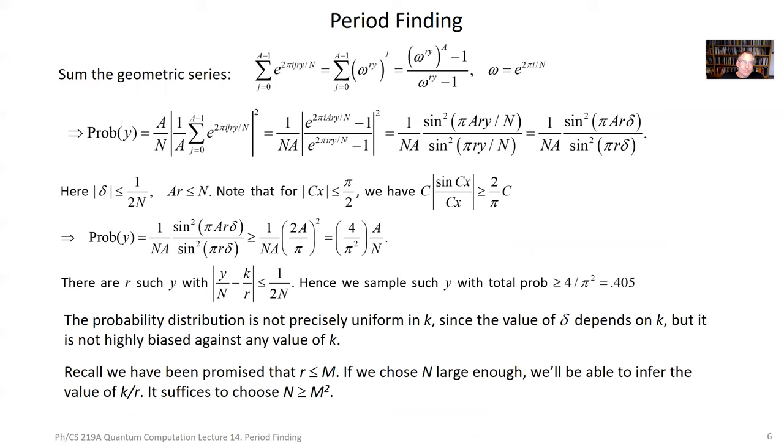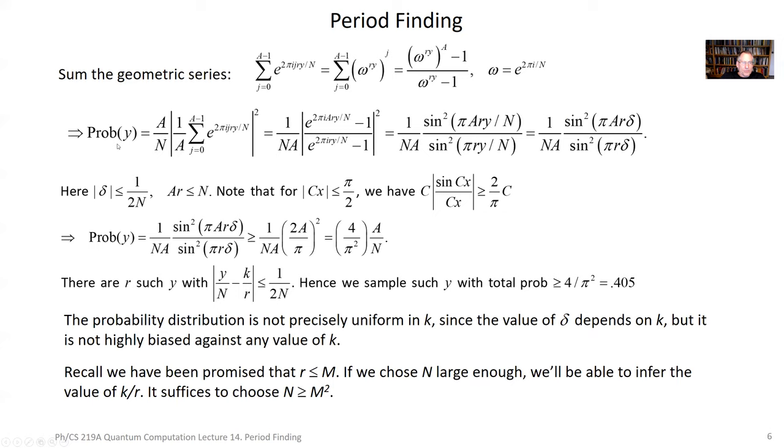Okay, so let's be a little more quantitative about that. You just kind of have the picture now. The sum that we have to do is just a finite geometric series. So that's an easy sum to do. I decided to write it in terms of the primitive nth root of unity, which I called omega here. So the sum is, what we're summing over j is e to the 2 pi i j r y over n. That's what occurs in the expression for the probability of y.